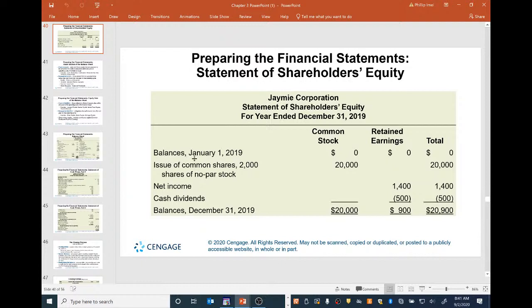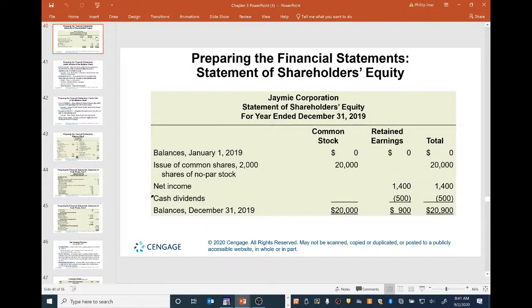So we can see here balances as of January 1 of 19. There's no common stock, no retained earnings, so there's nothing. So what's that mean here? The company's just getting started, right? So there's no beginning balance. So now if they issue common shares, 2,000 shares of no par stock, obviously we're going to credit the common stock here. So now we have this common stock here. So we have a total of the shareholders' equity of 20,000 here, which is just the shares of stock that we've issued, right?